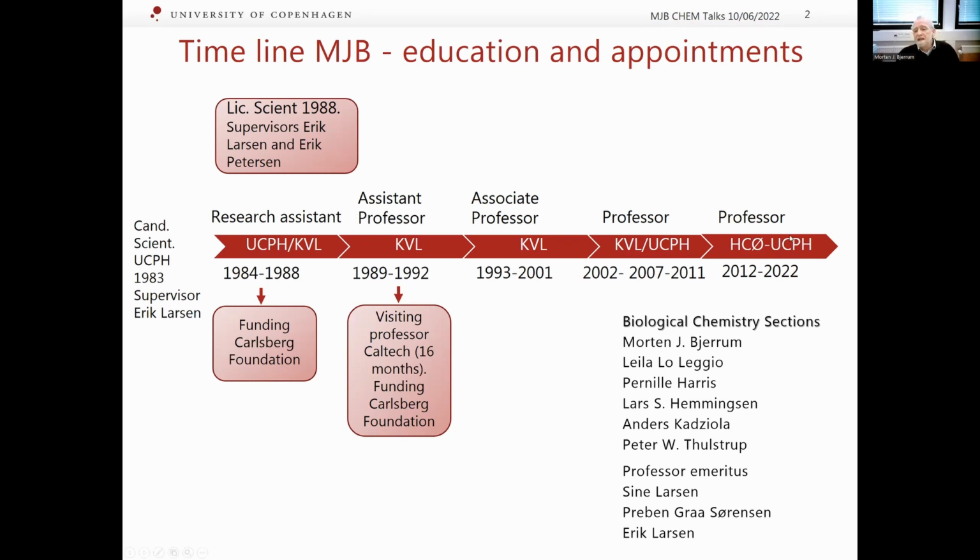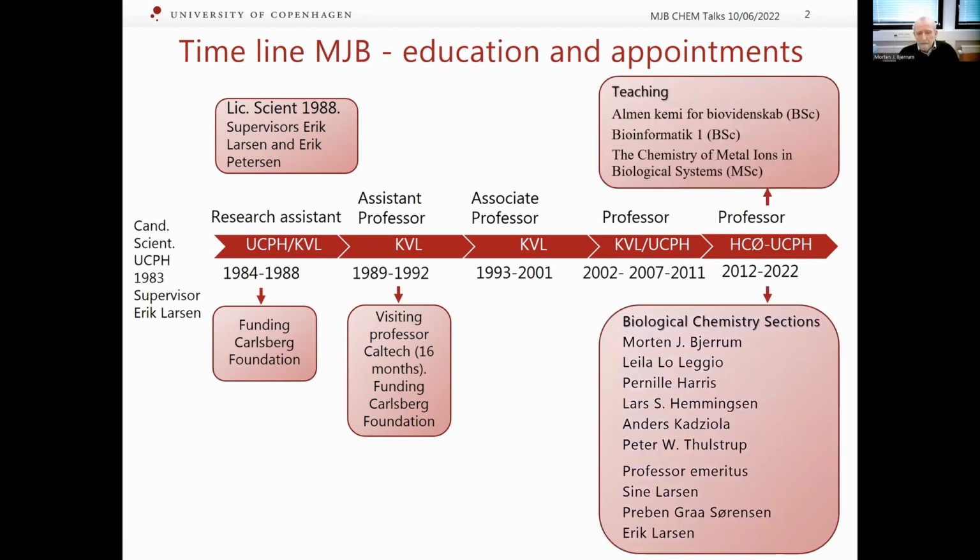What can I say? My teaching: I have at the moment 3 courses. I have a large course in general chemistry for students in food science and biotechnology. There are about 160 students in this first-year course. Then I help with a course called Bioinformatics 1, where I have some lectures. And then finally, I have a master course called The Chemistry of Metal Ions in Biological Systems, which is a way of teaching the chemistry I like to do for my own research.